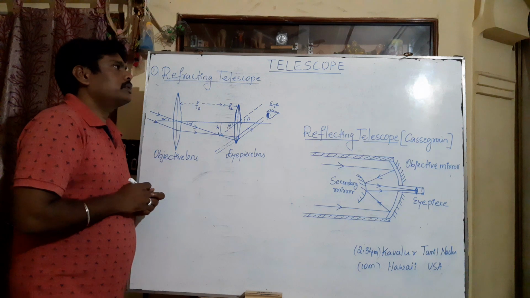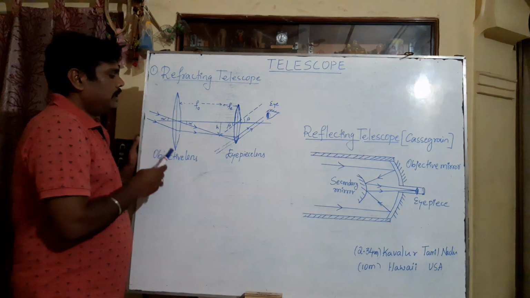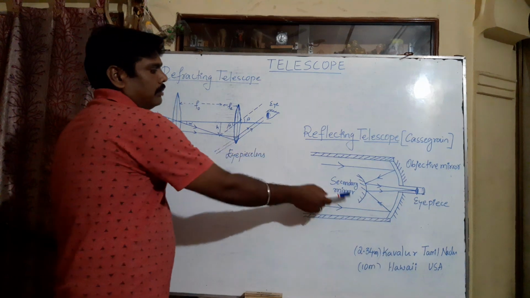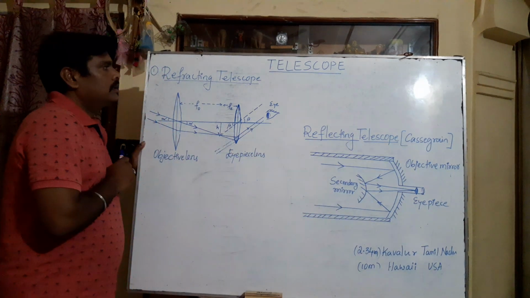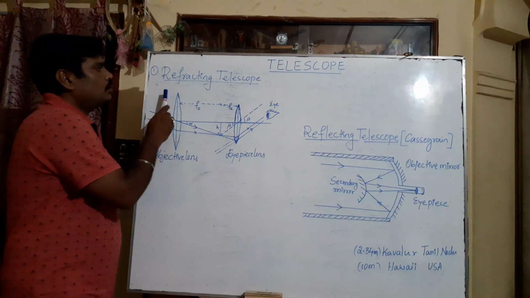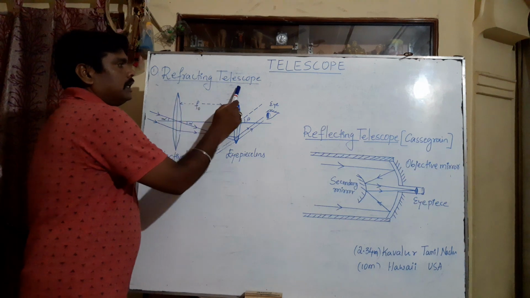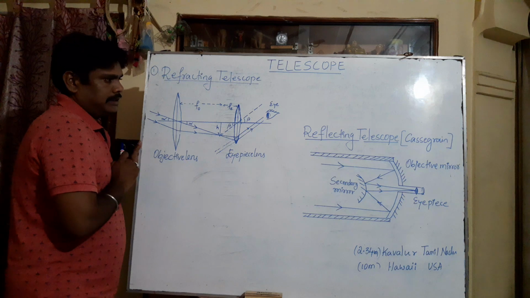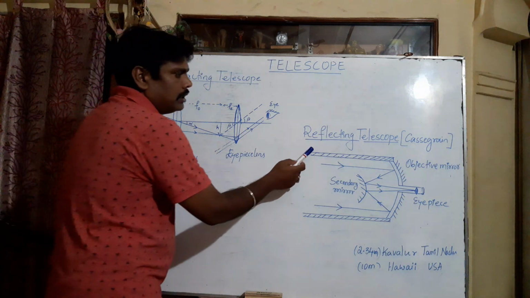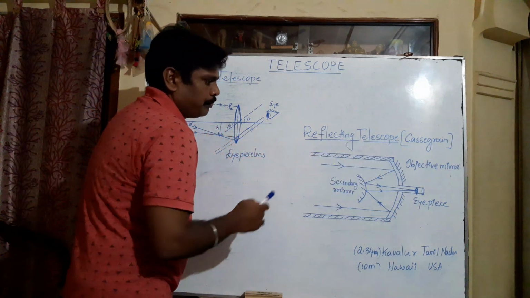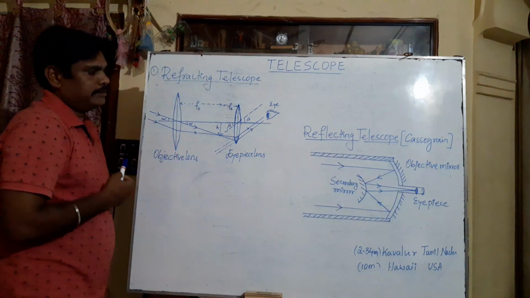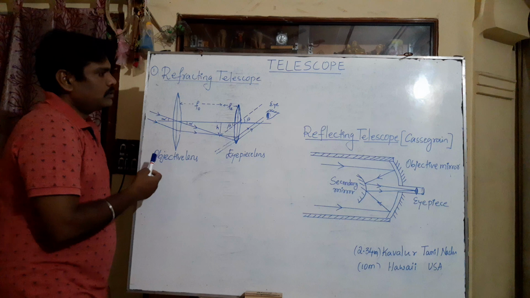See, there are two types of telescope on the basis of the medium they use, refracting and reflecting. So there are mainly two types, as I told. Refracting telescope: here the phenomenon of refraction of light takes place. Another one is reflecting telescope: the phenomenon of reflection of light takes place. So let us discuss one by one.